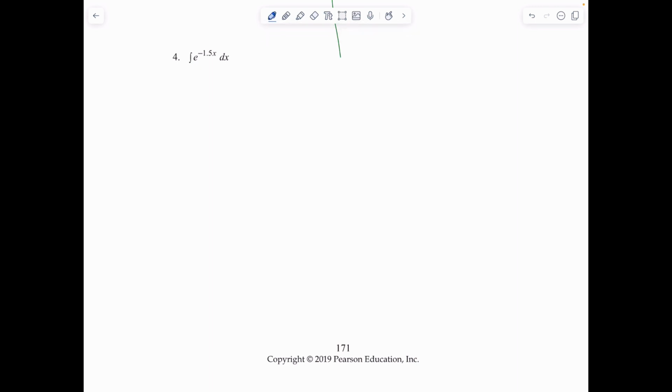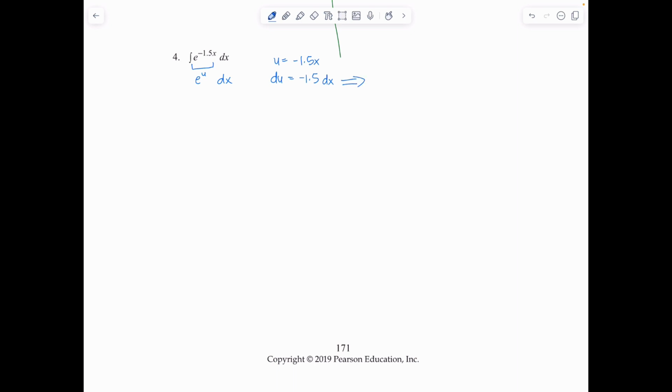The integral of e to the negative 1.5x dx. So let's start by making u that exponent. Negative 1.5x makes du negative 1.5 dx. Now in this case, I'm going to solve for my dx because all I have here is e to the u and then I have dx. But on what we've solved for du, we have negative 1.5 dx.